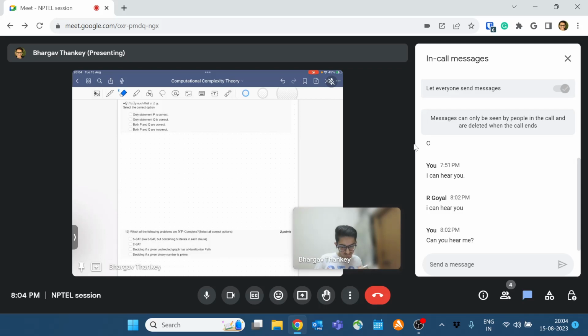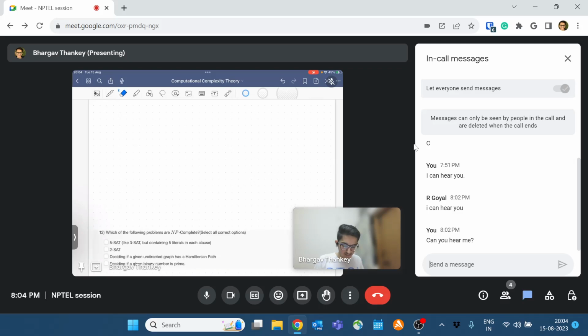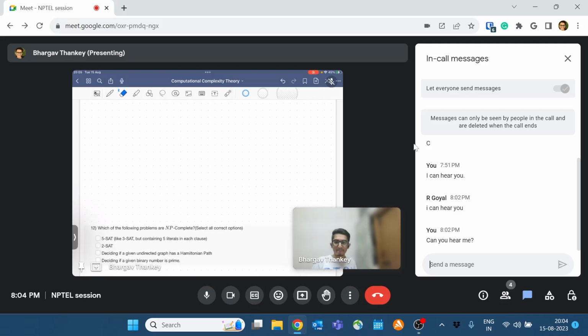So NP complete: SAT, and deciding if a given undirected graph has a Hamiltonian cycle. And for the last part, an AKS algorithm exists, so it's solved.